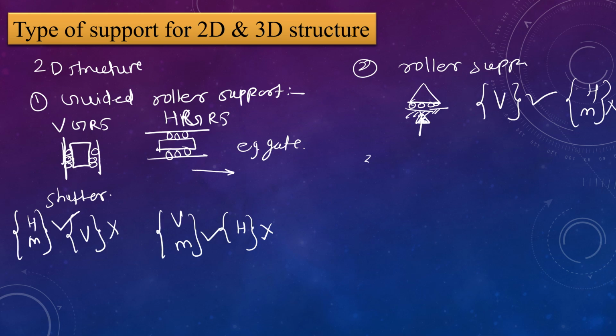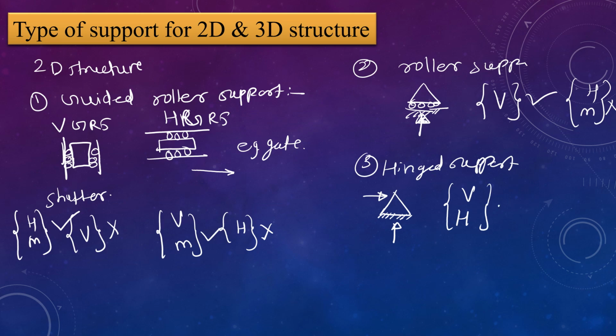Okay, then the third is hinge support. This is the hinge support. This hinge support is with a vertical force and horizontal force, which means the values of vertical and horizontal are both present here, and movement is not present here.